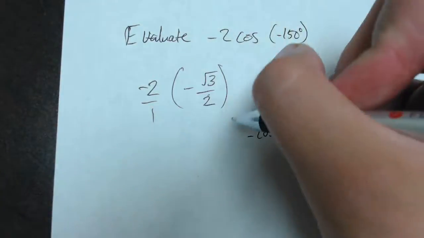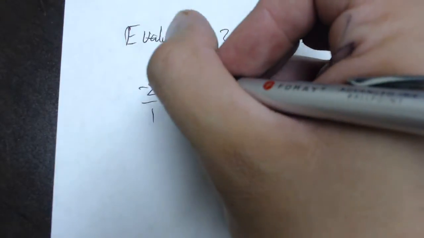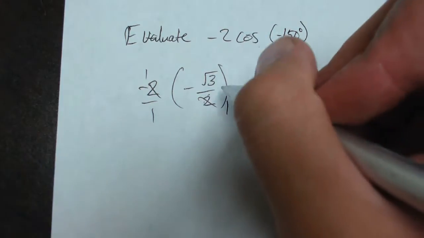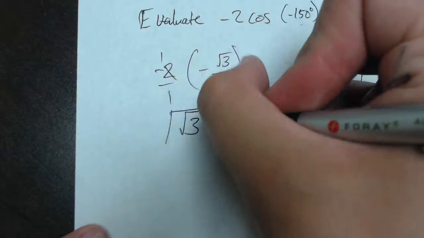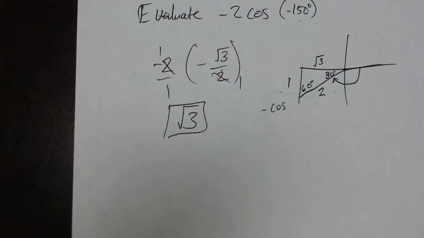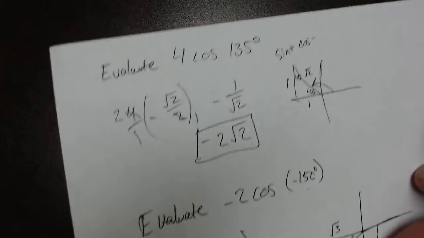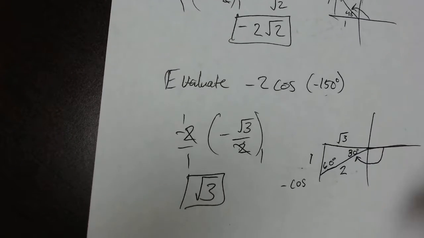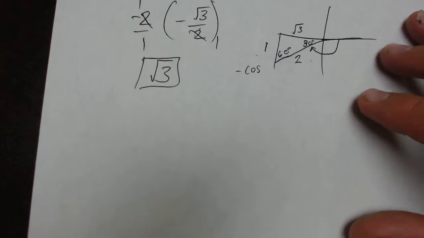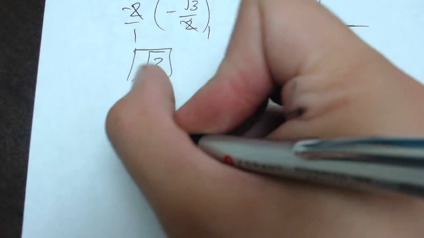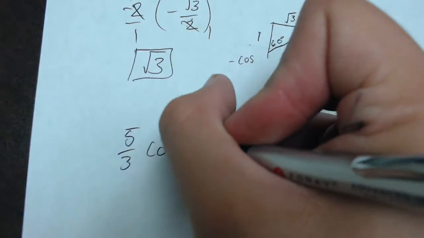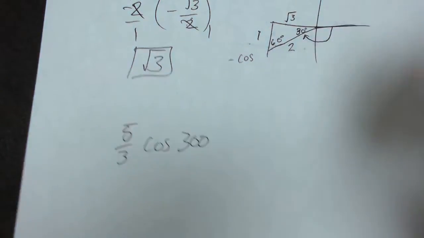And when I cross multiply, the 2's will cancel. But I still have negative 1 times negative root 3, which just gives me positive root 3. All right, so it's pretty simple once we understand everything. And there's a little bit of memorization to be done before we can properly solve these. One last example in case you're still having trouble with it. They give us 5/3 times the cosine of 300.